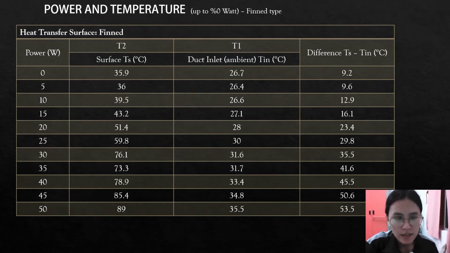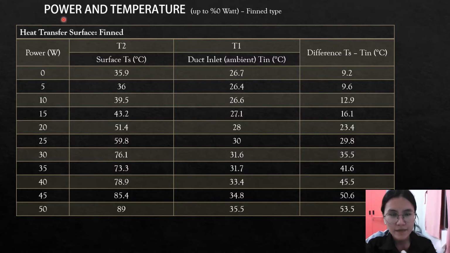And then the next one is power and temperature for pin type. So in this table, we do the same as the pin type. We find the temperature for T2 and T1 with the power given from 0 until 50. And then we calculated the differences between TS and T in. That's all for me. Thank you.